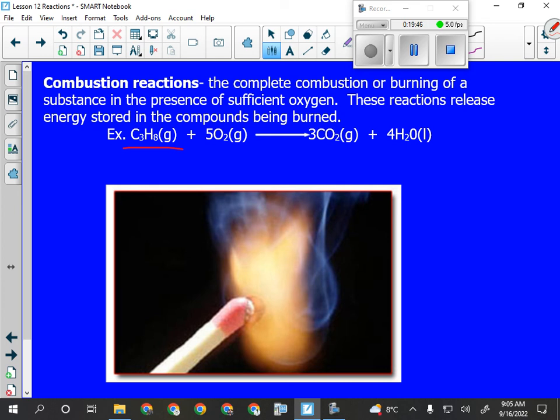The products of all combustion reactions, regardless of what hydrocarbon is burning, are always the same. All that changes is how much of them I get. And those products are always carbon dioxide and water. This is a bit of a simplified example, and that's all we're going to deal with for hydrocarbon combustion, because it is complete. Most of the time when we burn stuff, it's not complete, and we get byproducts like carbon monoxide, which is deadly, and other types of things. But we're going to simplify and just say this worked perfectly, and it made only carbon dioxide and water. So those are always the products of any hydrocarbon combustion reaction.